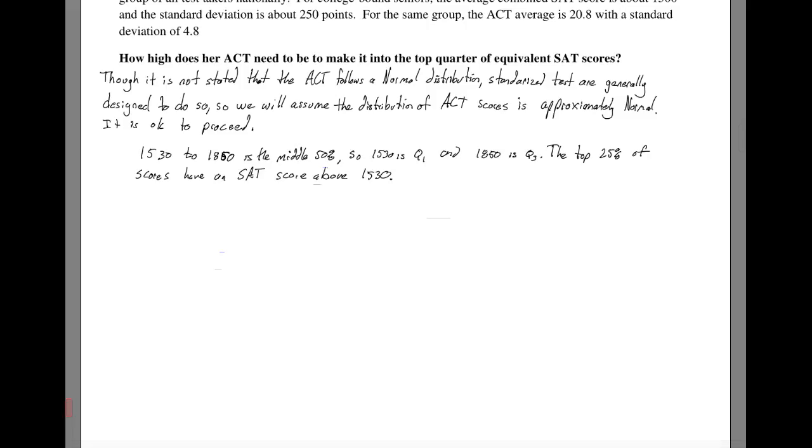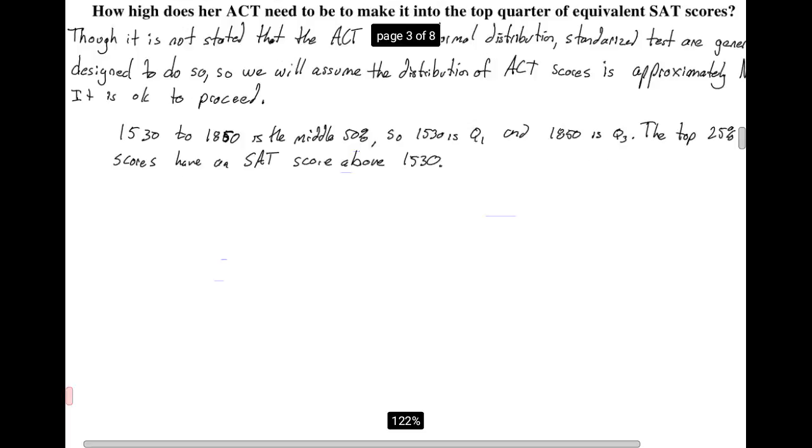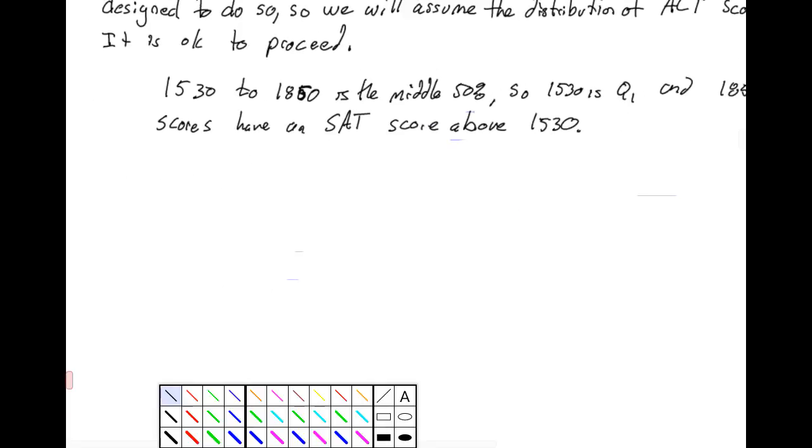So, now we need to actually do the calculations. What we want to do is convert our SAT score into a standardized score. Standardized scores do not have units, so we get rid of SAT points. And we don't have to worry about ACT points. If 1850 is 1.4 standard deviations away, then we want to find the corresponding ACT score that is 1.4 standard deviations away. So start with SAT.